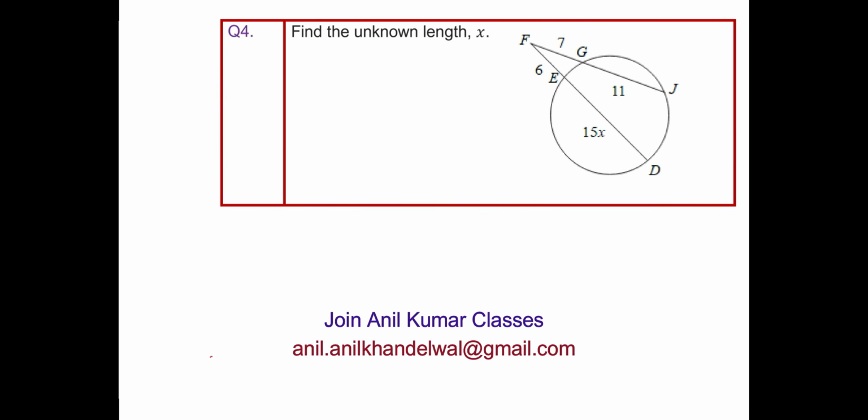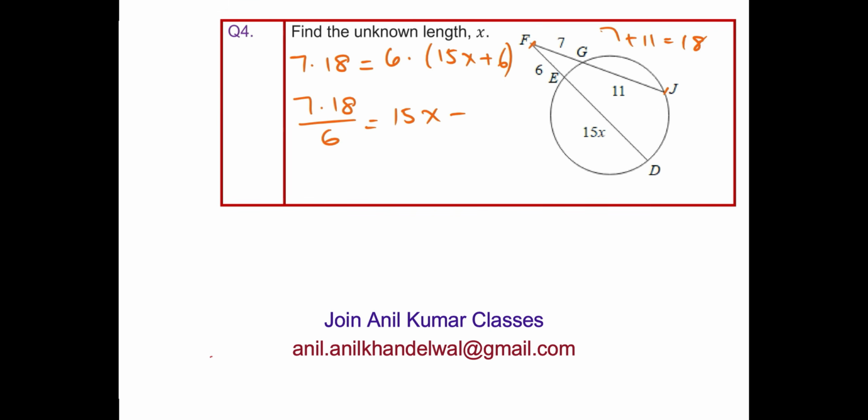Correct. So we have, because we have to take the total length, right? 7 and 7 plus 11 is 18. So that is what you should take, right? So 7 times 18 is equal to 6 times 15x plus 6, correct? So that is what you'll do. So 7 times 18 divided by 6 is equal to 15x plus 6. And this can be simplified. 6 goes 3 times. So 21 is equal to 15x plus 6.